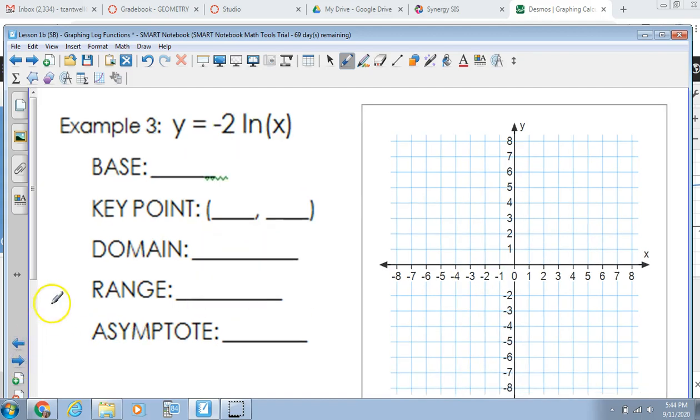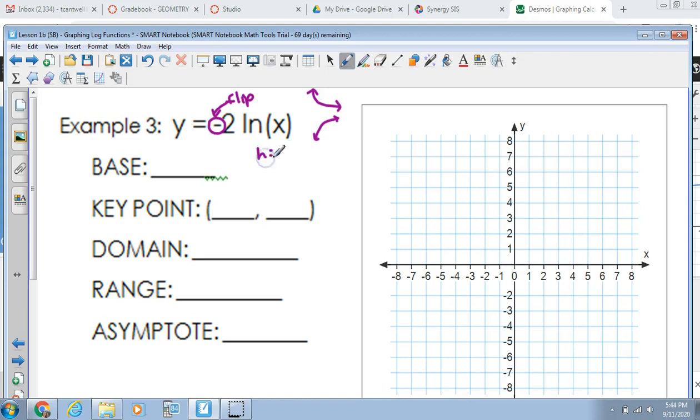Our last example, we have y equals -2 times the natural log of x. So whenever we say a negative out front, we know that that flips. Our basic function, our basic logarithmic function looks like this. Then a flip is going to look like this.